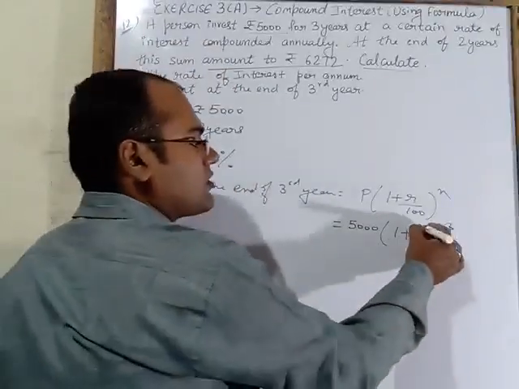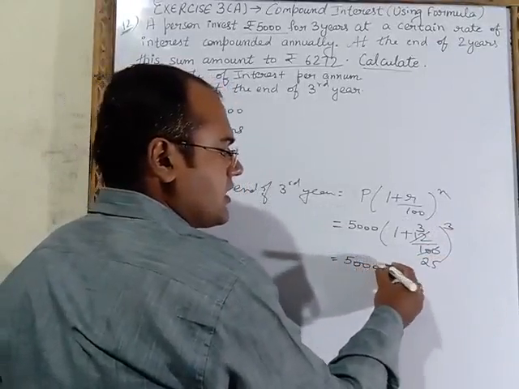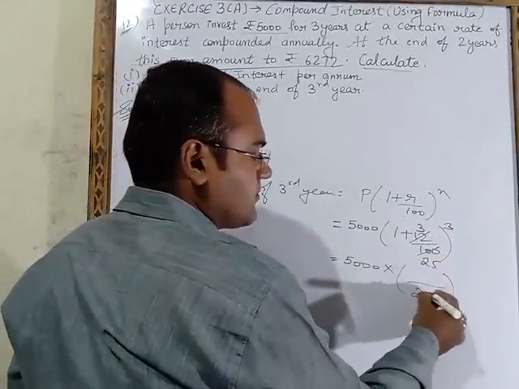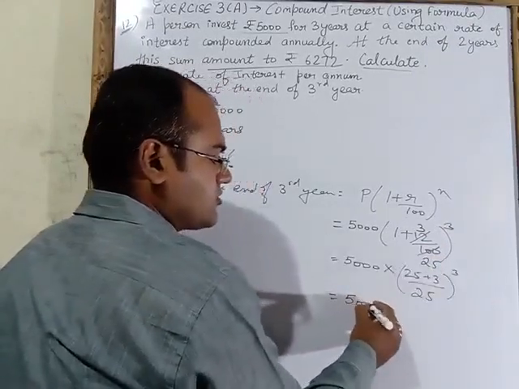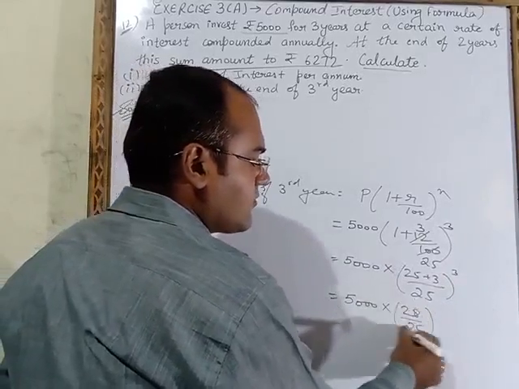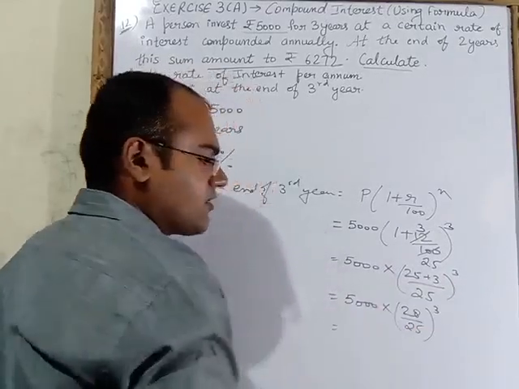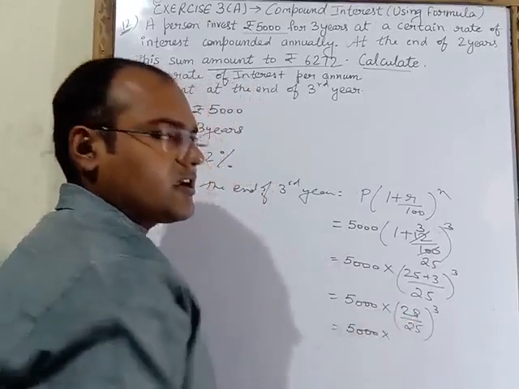Now 4 3 12, 4 25. So 5000 into LCM 25 plus 3 cube. So 5000 into 28 upon 25 cube. Now what you have to do? 5000 as it is. 28 cube is there.